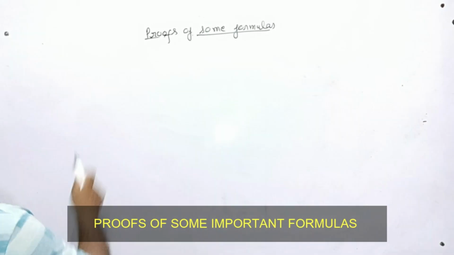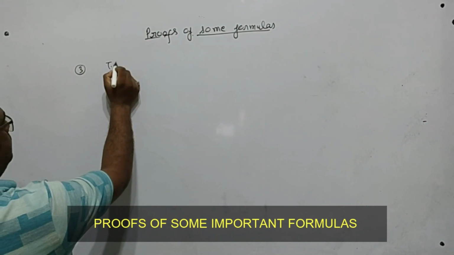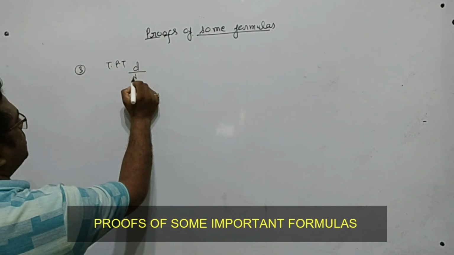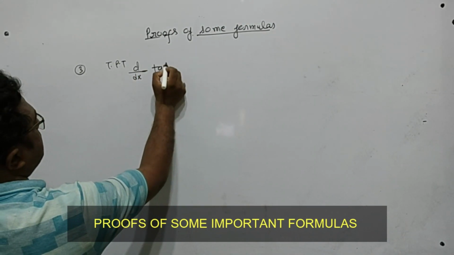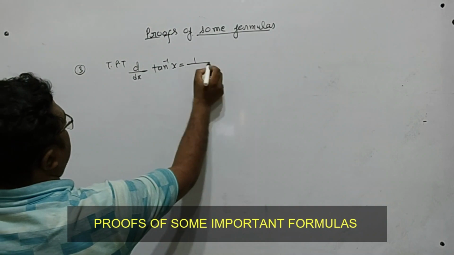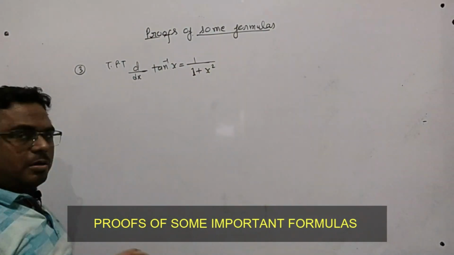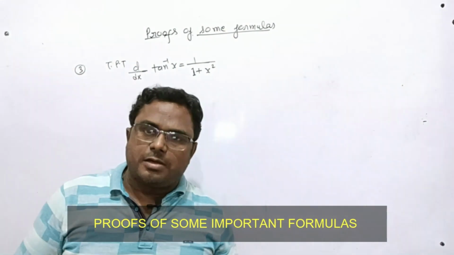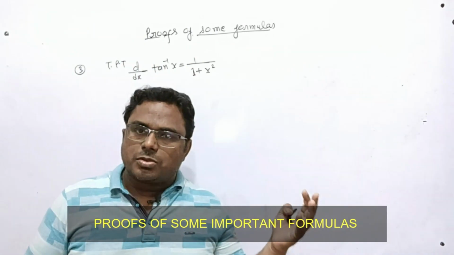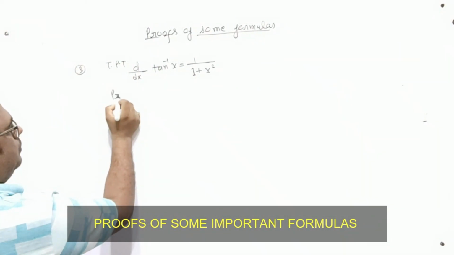Number 3, let us prove that d by dx of tan inverse x is equal to 1 upon 1 plus x square. It is not compulsory that every time we will use the first principle only. There are other methods also. So in this question I will use some other method. Let us see here. Proof.